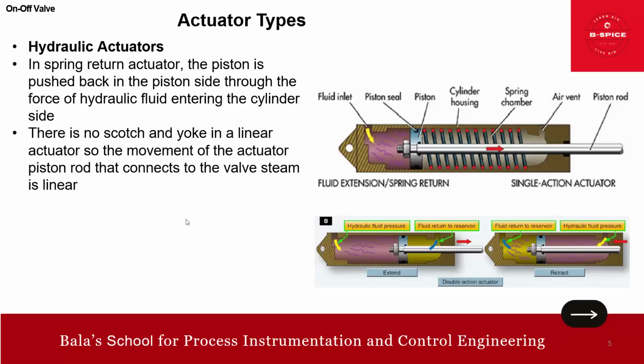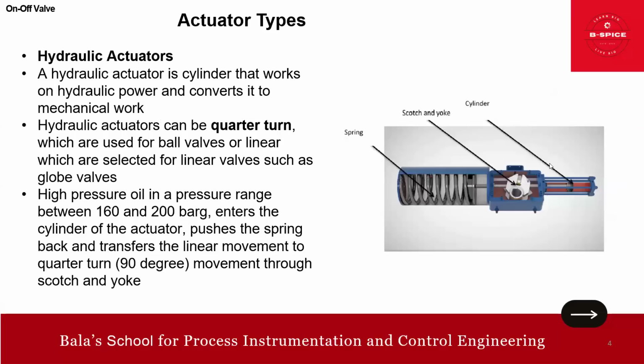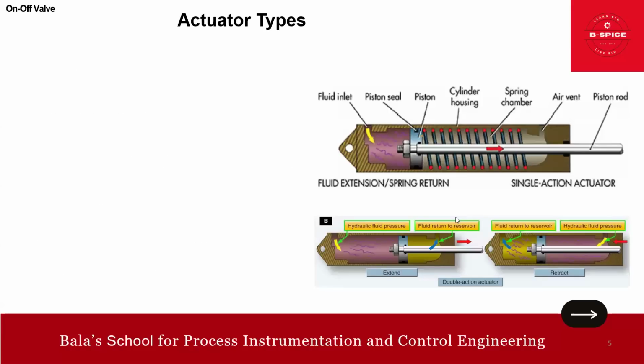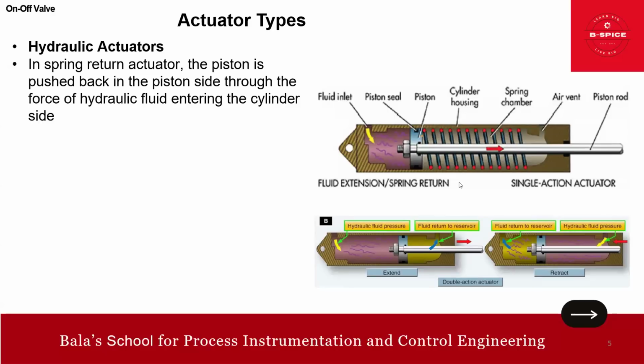So there is no scotch and yoke in a linear actuator, so the movement of the actuator piston rod that connects to the valve stem is linear. Here it will be connected, so it will be linear. There is no quarter turn here. Just remember, there is no scotch and yoke mechanism in this one, whereas the scotch and yoke mechanism is in the quarter turn type. So I'm explaining the linear aspects here.